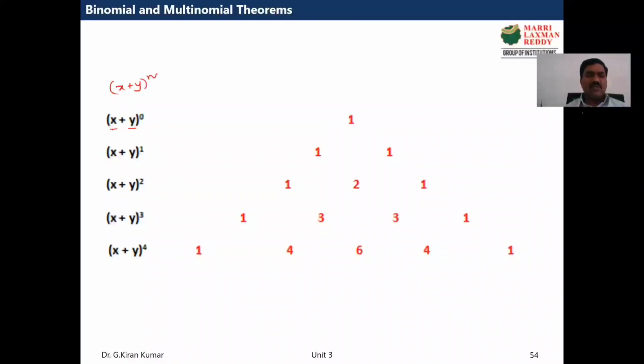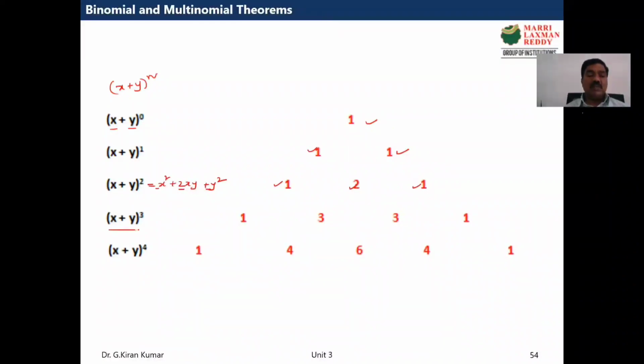However, we know that (x plus y) whole power 0 is 1. Here we are looking only at the coefficients. And for (x plus y) whole power 1, the coefficients are 1 and 1. And for (x plus y) whole square, the coefficients are 1, 2, 1. Why is it 1, 2, 1? You know that (x plus y) whole square is x square plus 2xy plus y square, right? So the coefficients, if you see, are 1, 2, 1.